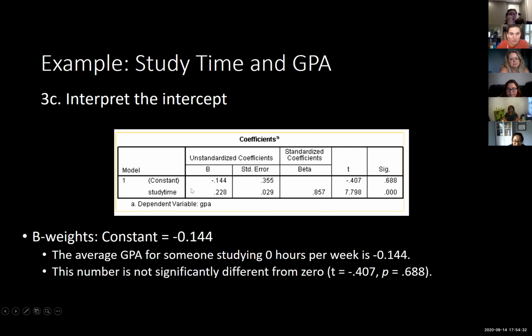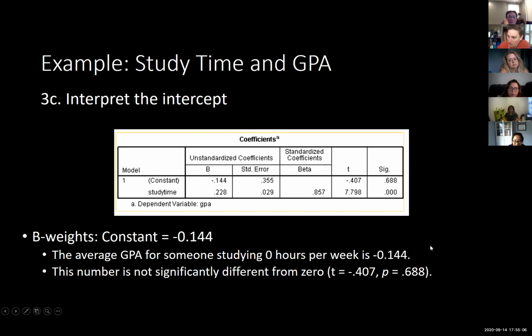Okay, B weights, we have talked through this quite a bit, but I'm going to do it one more time for you. In the B weights here, we have a B0 of negative 0.144. That number is not significantly different from 0. That's telling me that the average GPA for someone who studies 0 hours per week is negative 0.144. Isn't that interesting? Now, that number is not significantly different from 0.